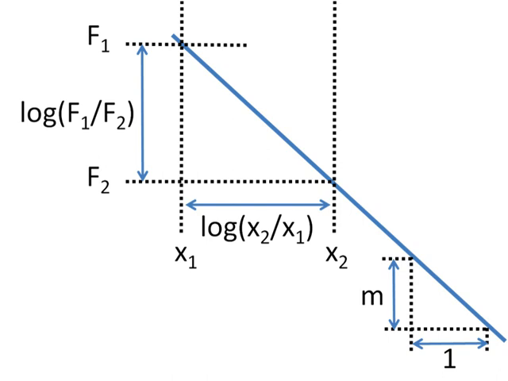In science and engineering, a log-log graph or log-log plot is a two-dimensional graph of numerical data that uses logarithmic scales on both the horizontal and vertical axes.